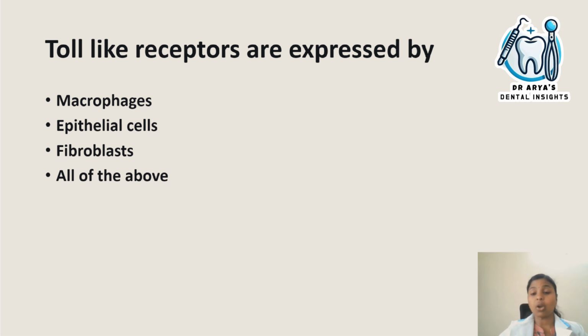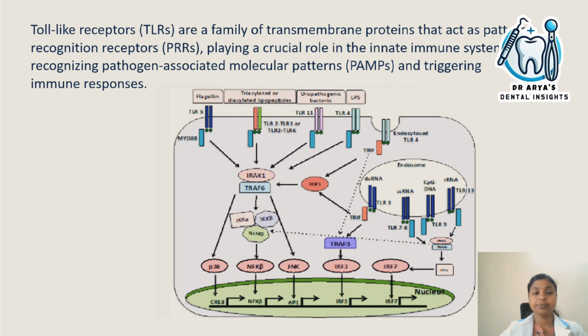Then, what are toll-like receptors and where are they expressed? These are expressed by macrophages, epithelial cells, fibroblasts, and all of the above. Actually, these toll-like receptors are a family of transmembrane proteins which act as pattern recognition receptors and play a crucial role in the innate immune system by recognizing pathogen-associated molecular patterns and triggering immune responses.